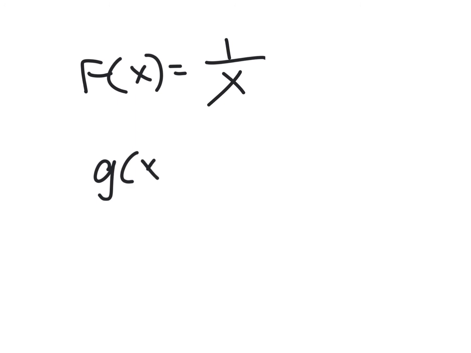So let's do that. Let's say this time f of x is going to be 1 over x. Super simple. G of x, square root of 2x minus 5.